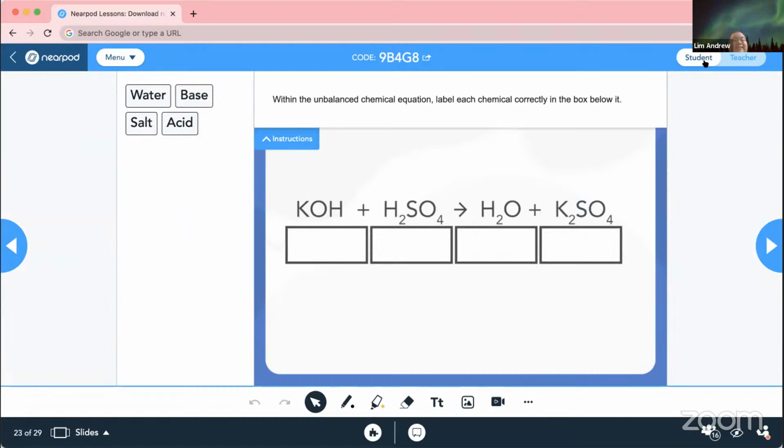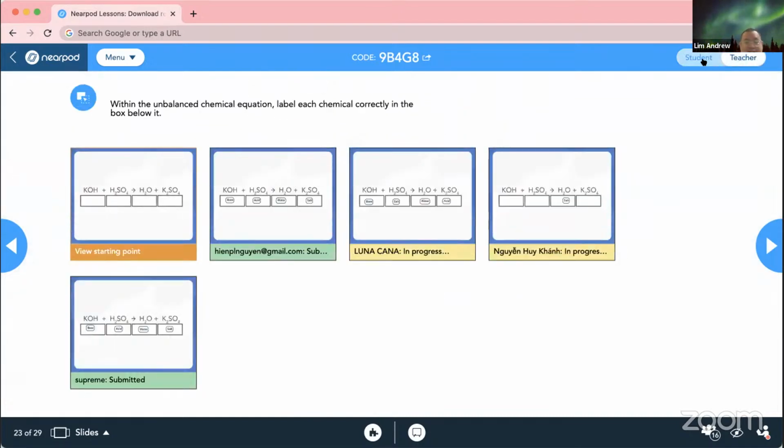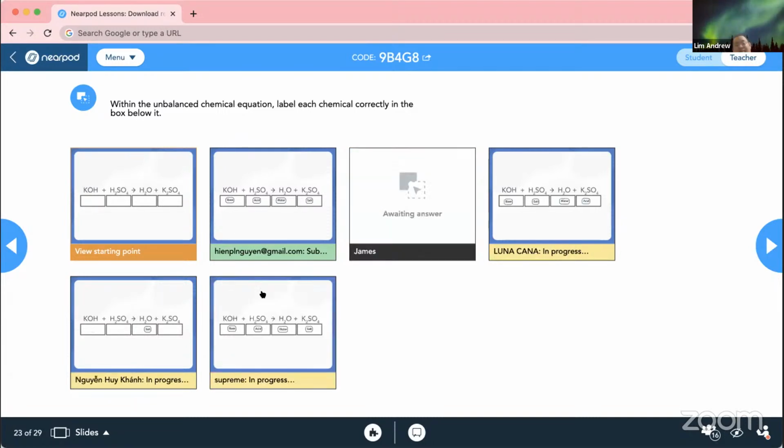Like I mentioned, the purpose of this lesson today is for you to identify which is acid, which is base, how we neutralize them, and how they interact with the environment that we're living in. So in order to do that, you first have to learn how to see if a particular substance is an acid or a base. I saw Supreme submitted already. Well done. All right. Then I saw Luna also submitted.